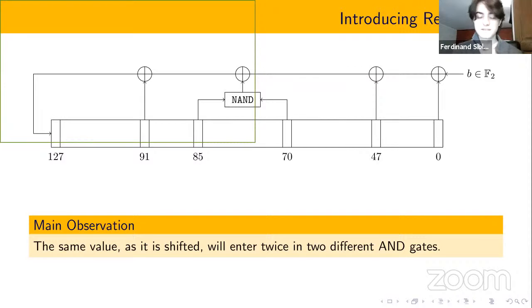And why do we need that for TinyJAMBU? It's because these patterns actually happen all the time. So when you see the shift register as it goes around, every value will be shifted to the right, and eventually the value that was in the 85 position goes into the NAND gate, and it shifts and goes again into the NAND gate with another value.